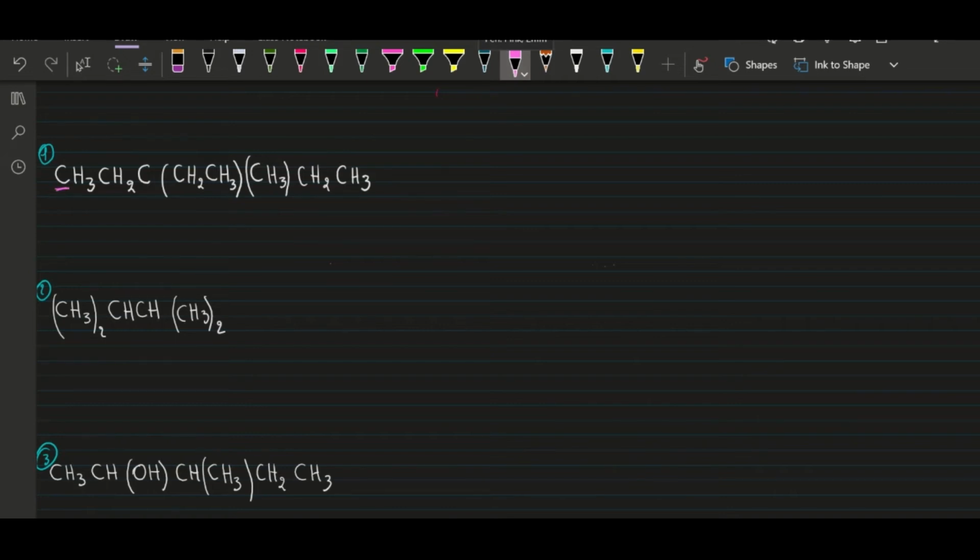Okay, now let's see how many carbons we have. We said that parentheses are going to be substituents, right? So we have 1, 2, 3. Let's skip the substituents for now, okay? 3, 4, and 5. Okay? Now, let's start drawing the structure.